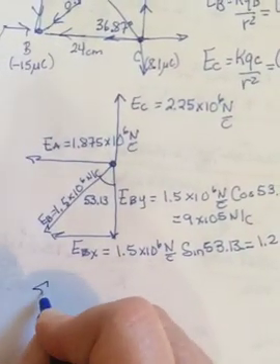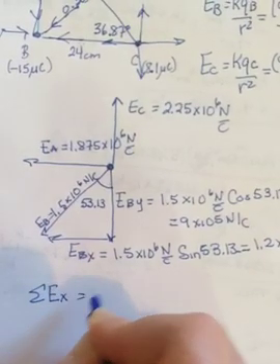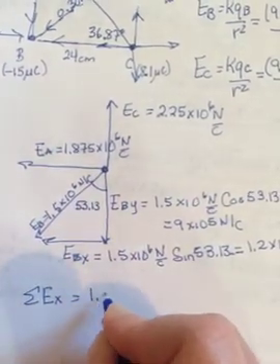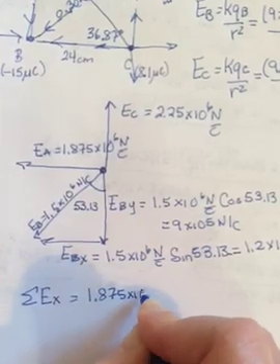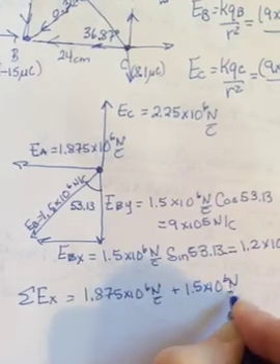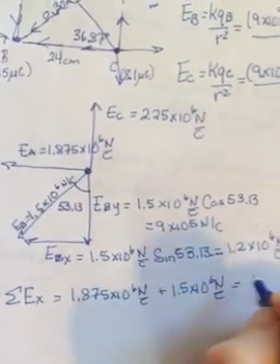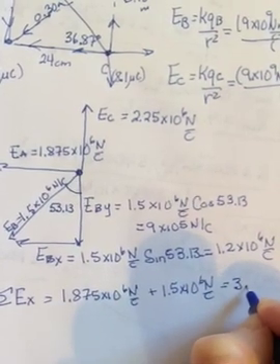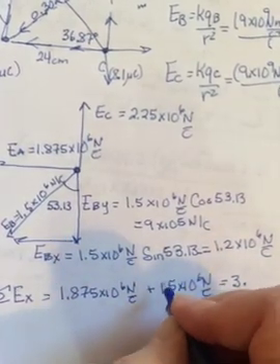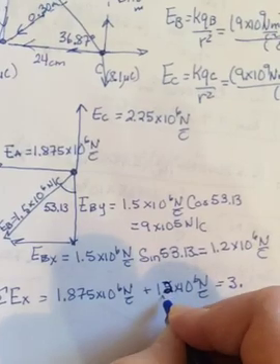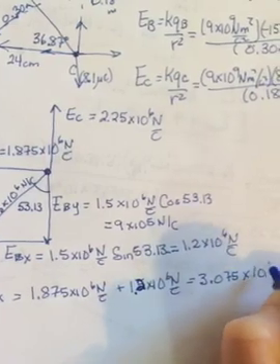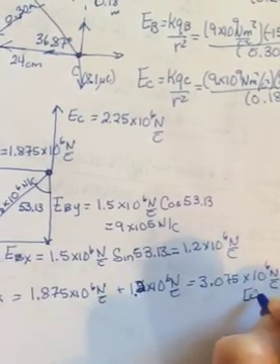All right, so now we do the sum of the fields in the x direction. So we have two fields both going in the x direction, and they're both going the same way. So we're going to add them up. 1.875 times 10 to the 6 newtons per coulomb plus 1.2 times 10 to the 6 newtons per coulomb. And that's going to give us a total in the x direction of 3 point, did I screw this up? I hope not. Oh, sorry, x is 1.2, that's why. It's like I can't add 1.5 and get 3. 3.075 times 10 to the 6 newtons per coulomb, and it's going to the left.